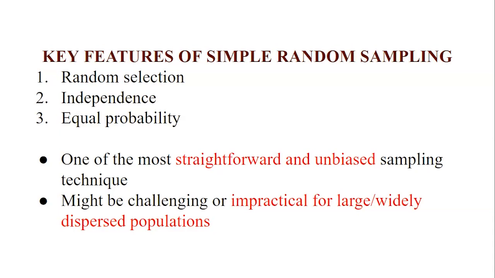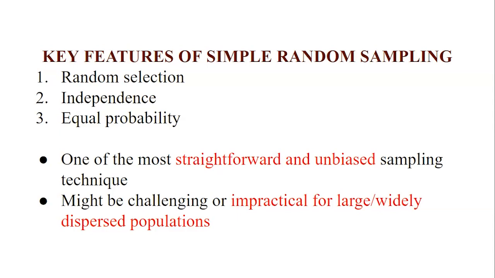Next feature is equal probability. Every possible sample of the desired size has an equal chance of being selected, and this ensures unbiased representation from the population. So simple random sampling helps to avoid bias to an extent. It is often considered one of the most straightforward and unbiased sampling techniques, especially when the population is relatively small and easily accessible. However, it might be challenging or impractical for large or widely dispersed populations. So it is very useful for studying small and easily accessible populations. Otherwise, it would be difficult for studying large populations.